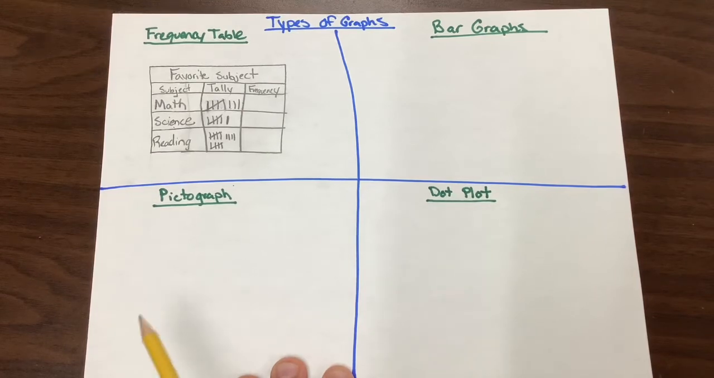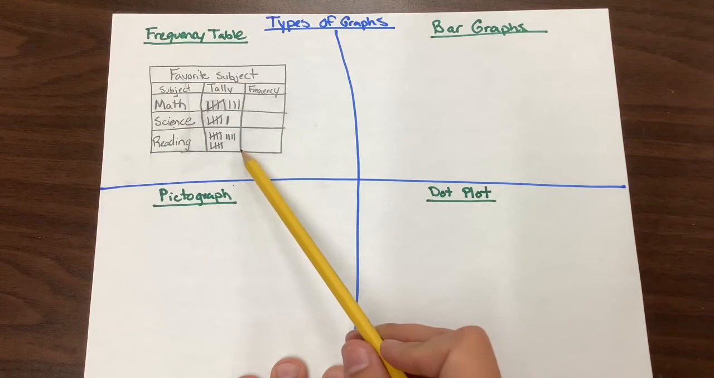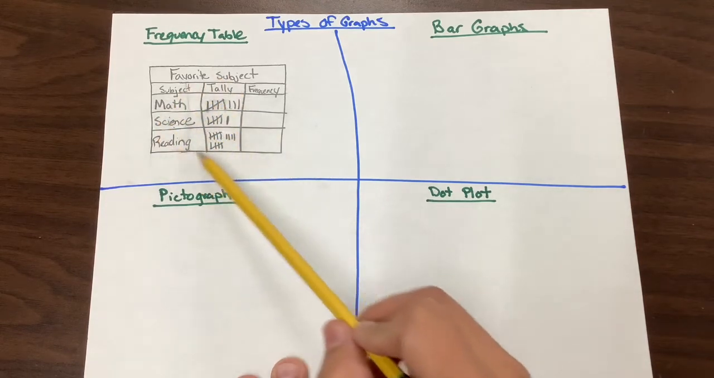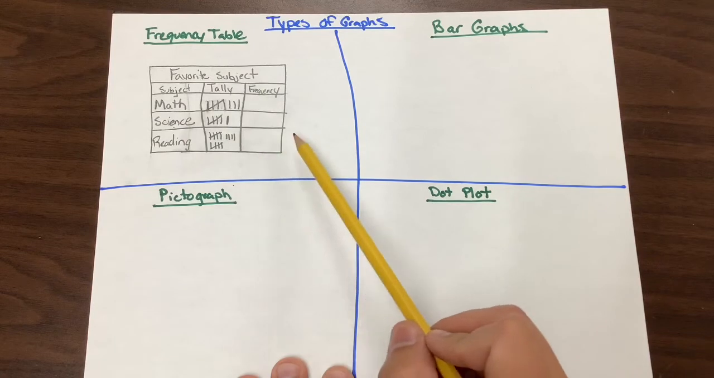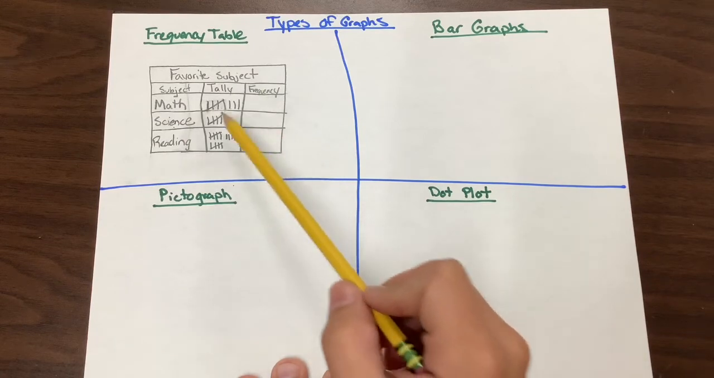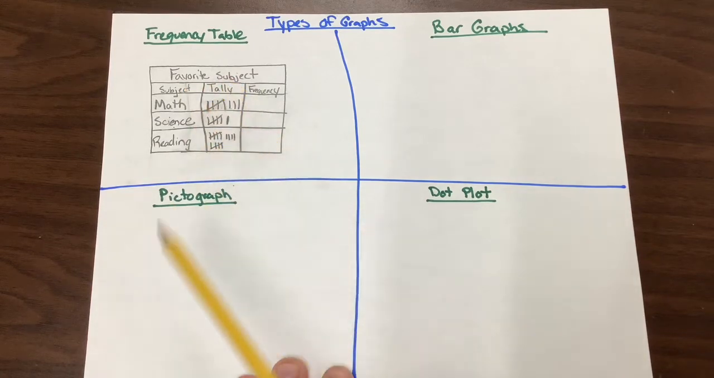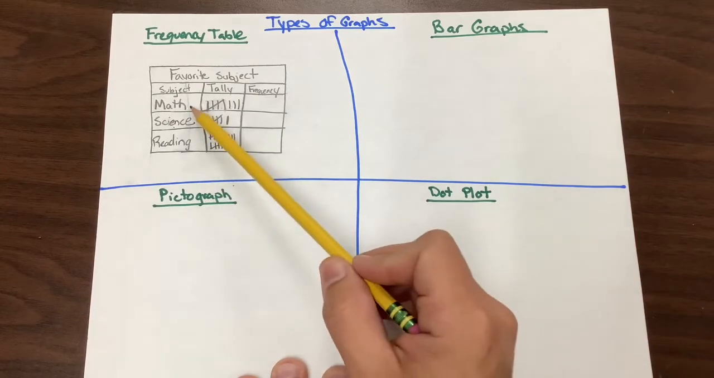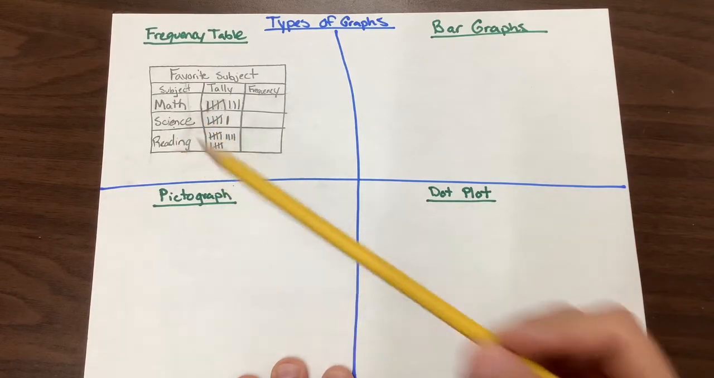The first one that we're going to use is a frequency table. So as you see, I created a survey to ask students what their favorite subject was. And the choices were math, science, and reading.